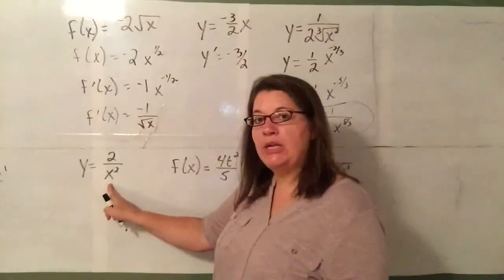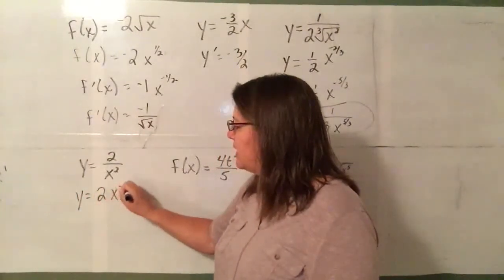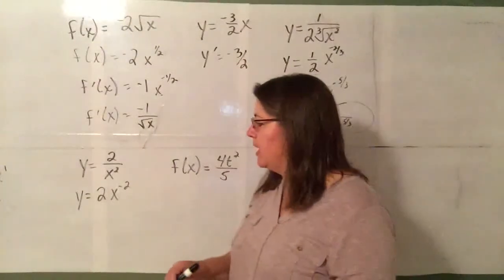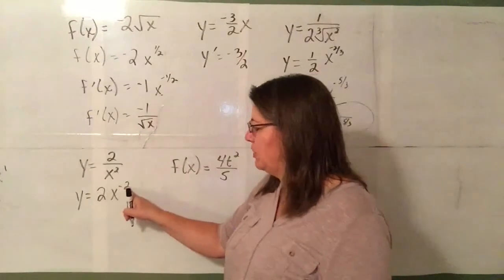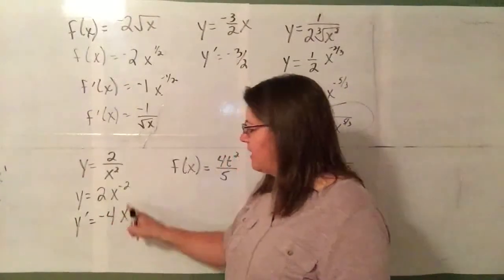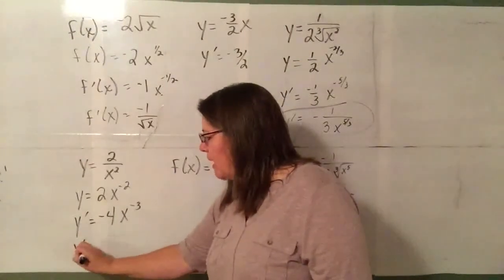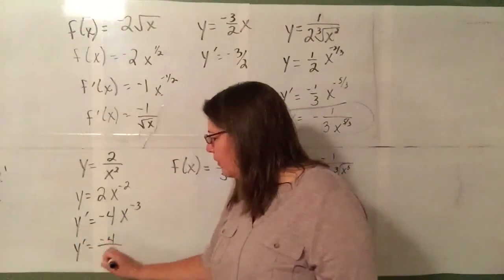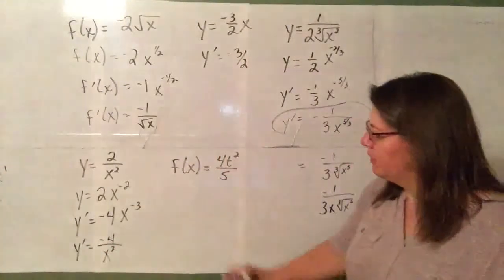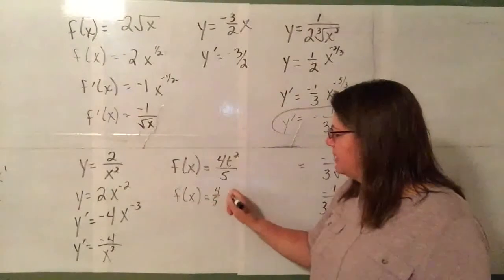In this one, I need to rewrite that function as y equals 2 times x to the -2. If there's an exponent on the bottom, we need to move it up so that we can use the power rule. And then I'm going to multiply -2 times 2 for y prime, so that would be -4. I keep the x, I decrease the power of x by 1, so that's -4x to the -3. So y prime equals -4/x³.